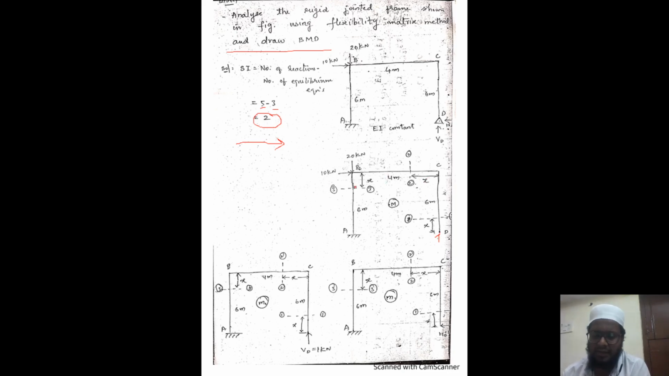Similarly, if you consider the member BC, I have taken section 2-2 at a distance x from point C. So my origin for this member BC will be C now. Similarly, we have member AB, and I have taken section 3-3 at a distance x from point B now. So according to this member AB, my origin will be B now.